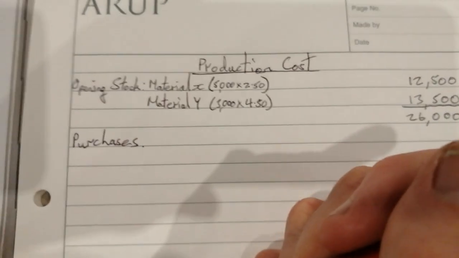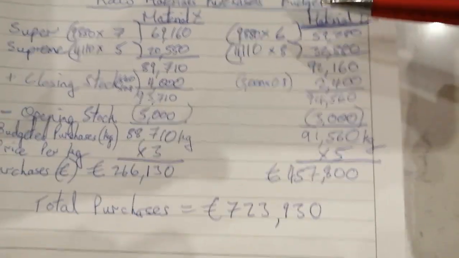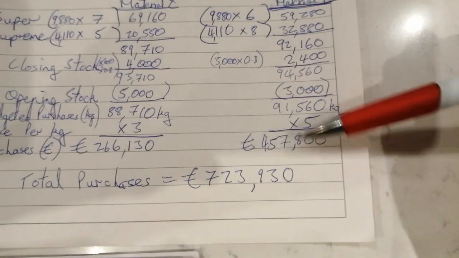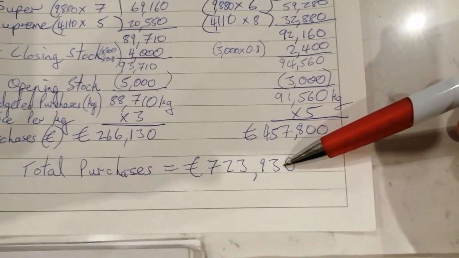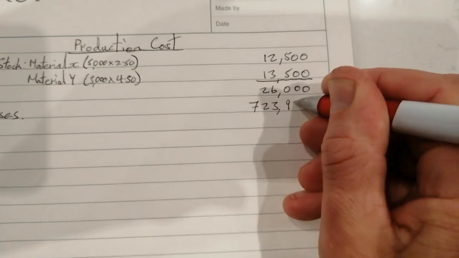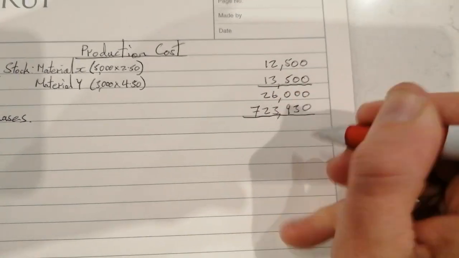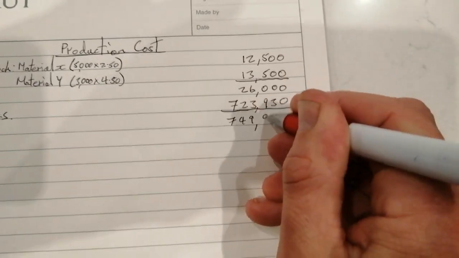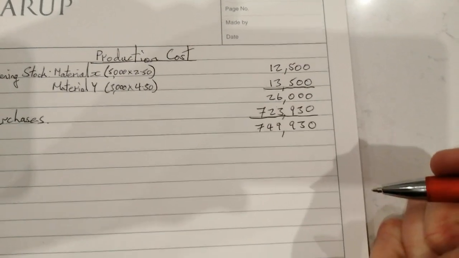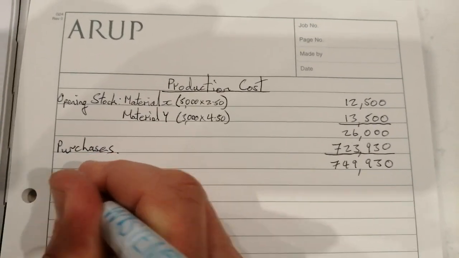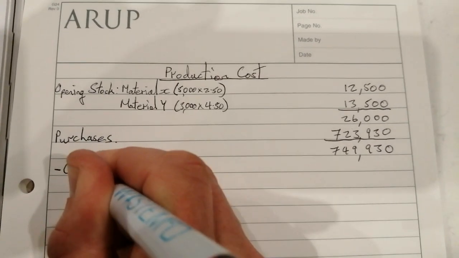And your purchases of raw materials, you just take it from your last part that you did, the raw materials purchases budget. So it's this plus this, and we've already totaled it, so it's 723,930. So adding the two of them together gives me 930. Okay, and then less closing stock. So you can say less or minus if you like, save a bit of space.